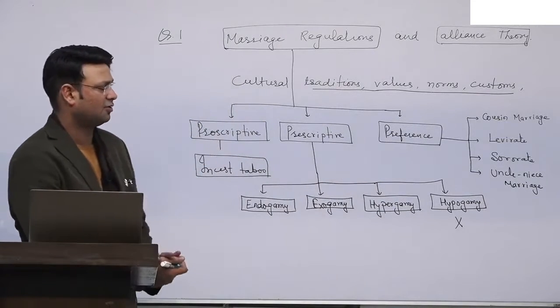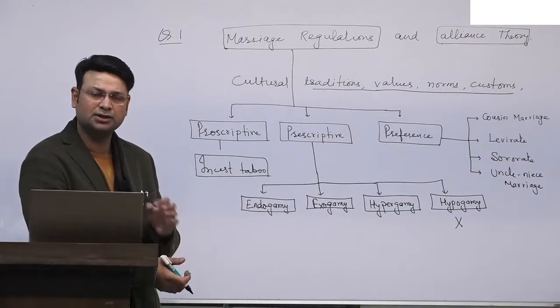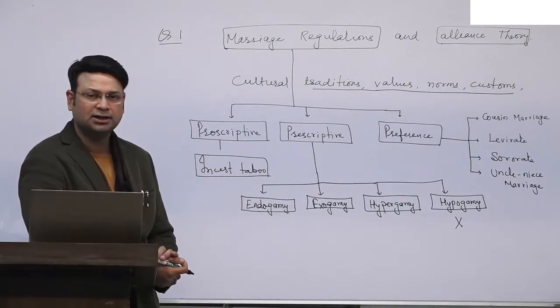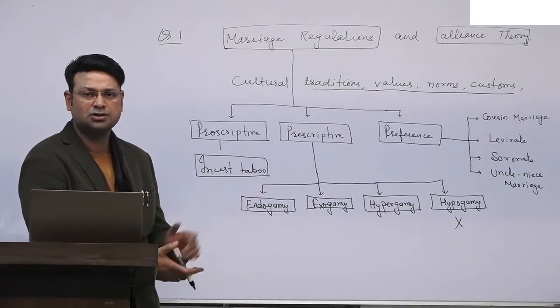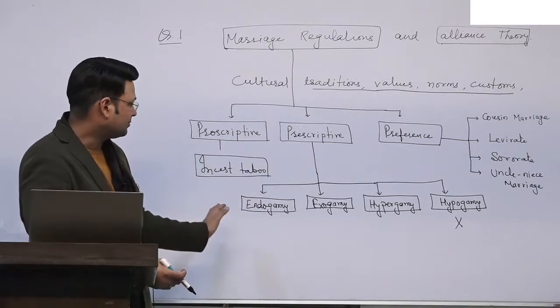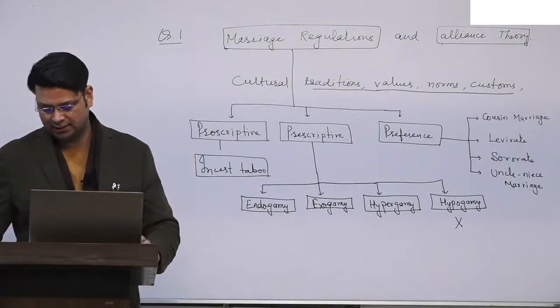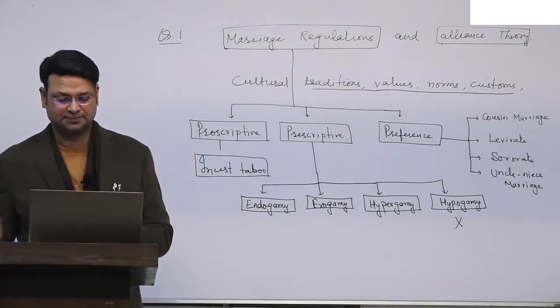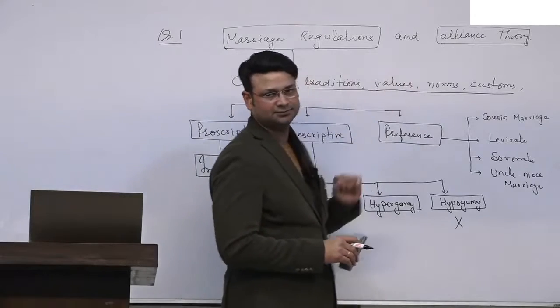Cousin marriages are found across tribal societies. Levirate and sororate are found in caste society as well as in many societies. Uncle-niece marriage too is found among the Gonds, where it is called Doodh Lotawa. So all these types of marriages are marriage regulations. Then let us come to alliance theory.